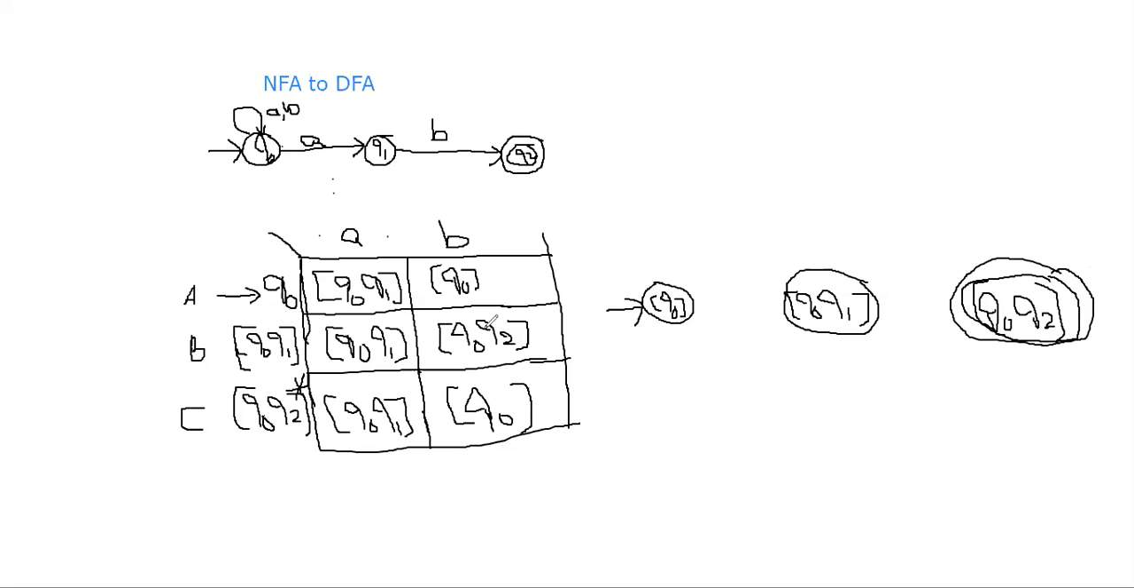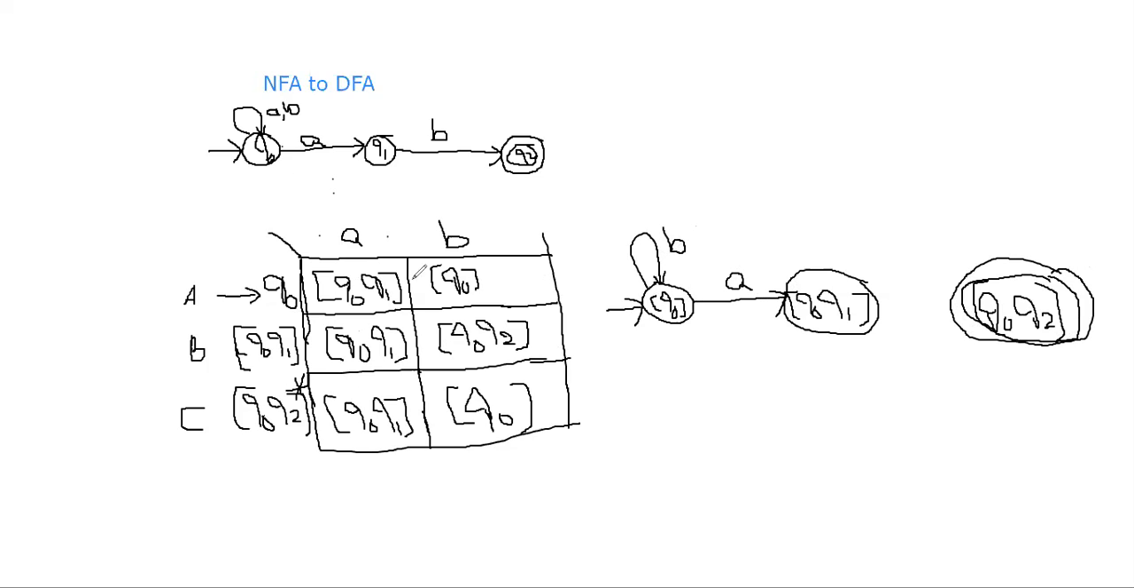What is Q0 on A? Q0 on A is Q0 Q1. Where is Q0 Q1? This is Q0 Q1. What is Q0 on B? Q0 on B is Q0. Then take a self loop here and represent it as a B transition.